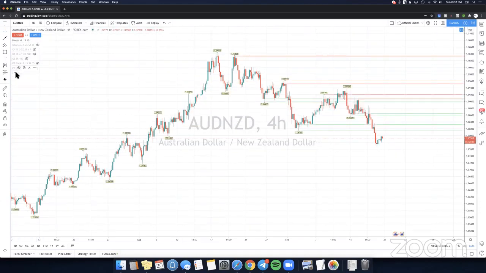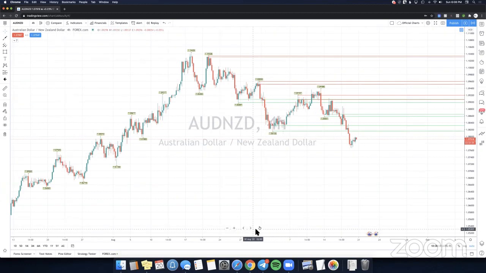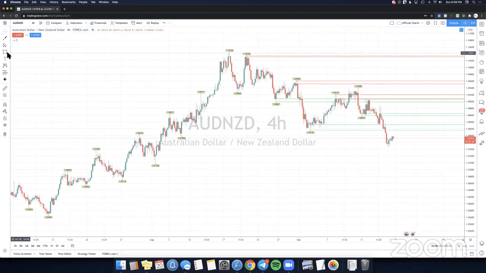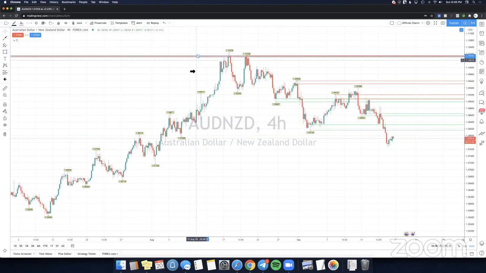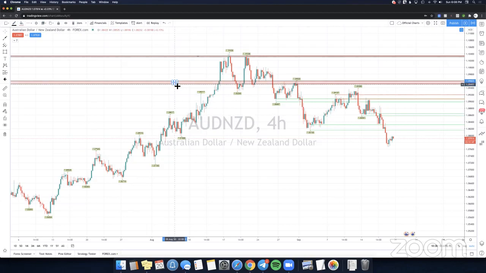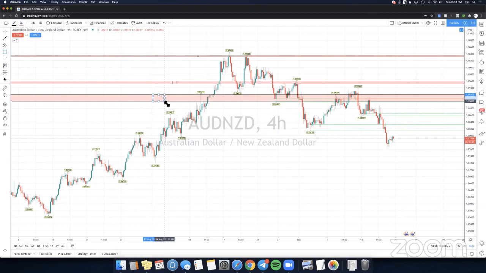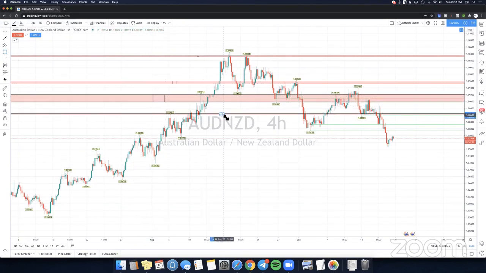Turn on the K2SR version 2 right here. And then let's draw our zones. So this is going to be the upper zone right here, the lower zone right here, this zone right here. This is actually a really nice pair.